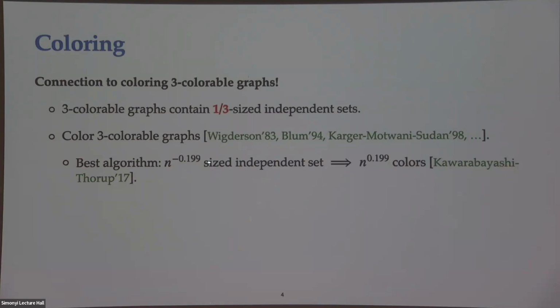Let me mention that all these works focus on finding large independent sets in a 3-colorable graph. Because intuitively, if you're able to find a large independent set, then you can color that set with one color, remove it, and then repeat on the remaining graph. So if you can find a large enough independent set, then it automatically says that you can color the graph with few colors. And this is the best known result right now. Kawarabayashi and Thorup showed that you're able to find an n to the negative 0.199 size independent set in a 3-colorable graph.